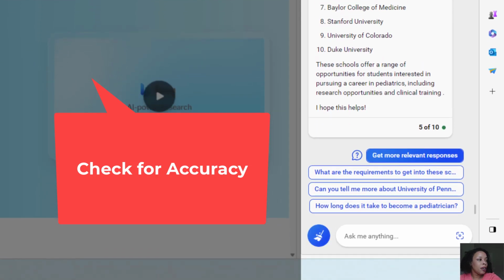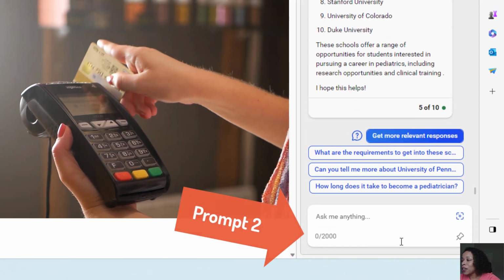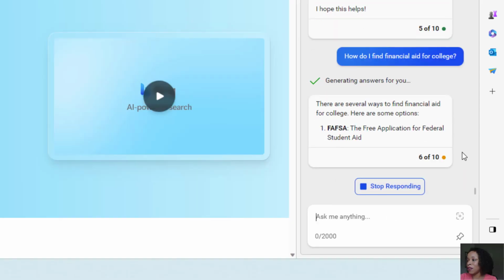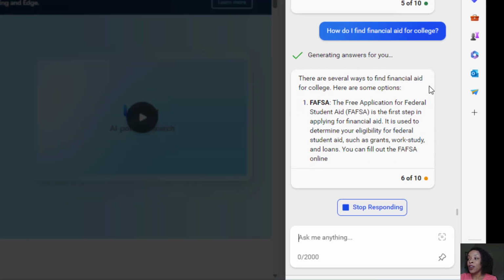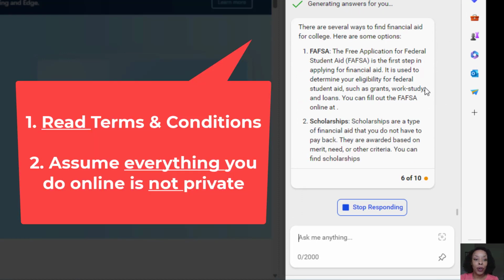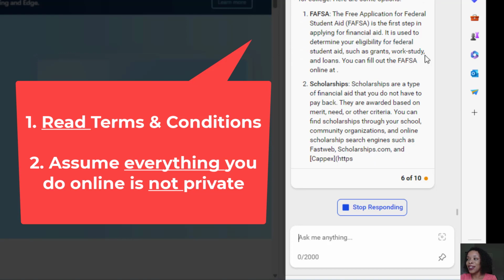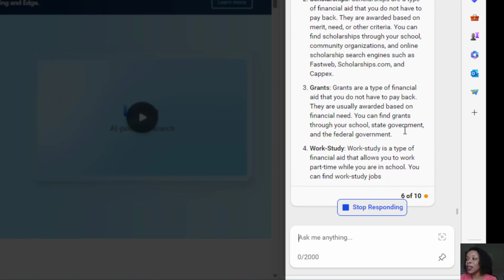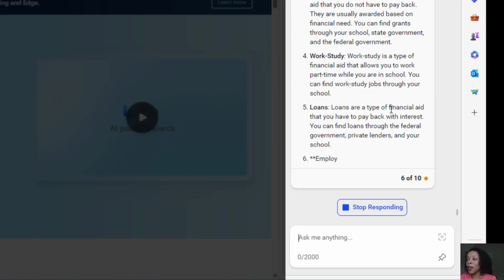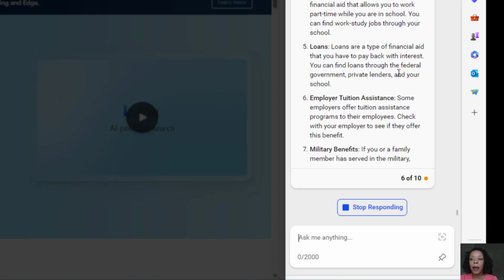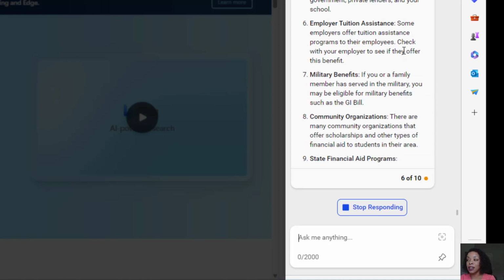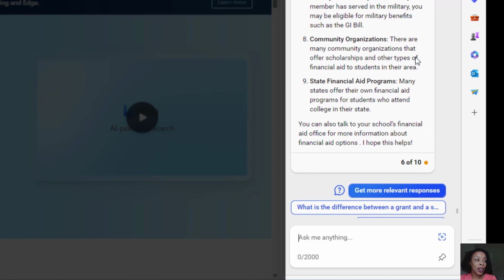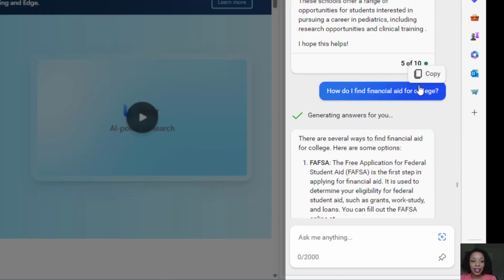Another question may be, how do I find financial aid for college? So, like, I need some money to send my children through college. How do I find that? There are several ways to find financial aid for college. Here are some options. It starts off with the number one aid, which is FAFSA from the government. So it tells me the application from the government. I can start looking at scholarships. There are grants, work study where you work on campus while you're going to school. Maybe I have to have a loan. Maybe my employer offers tuition assistance, military benefits, community organizations, state financial aid programs. These are the top ways of how you're going to finance a college education.